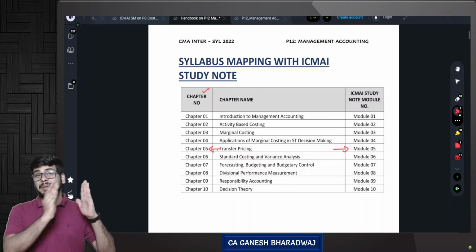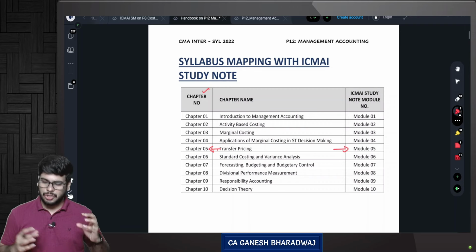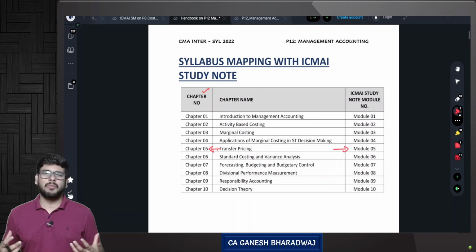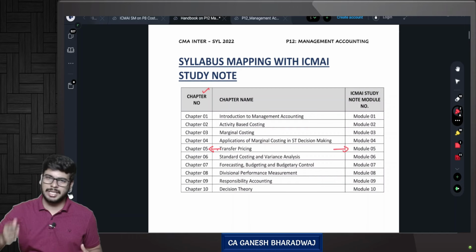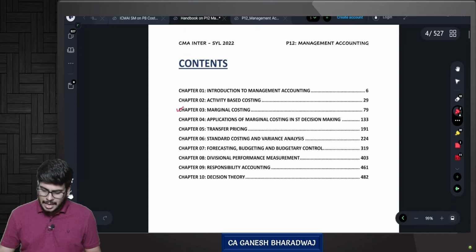In fact, in paper 8 cost accounting, I would have done a lot of sequence changes. So here in this case, I have not made many sequence changes. Just the sequence we will be following is at par with your CMA Institute study material. Clear with this? Yes.